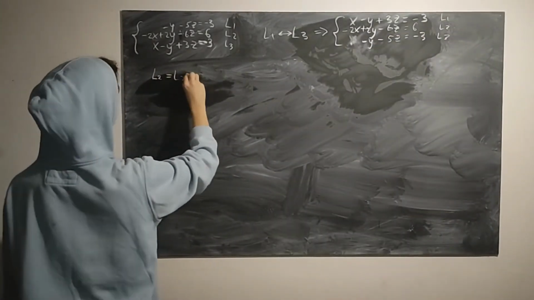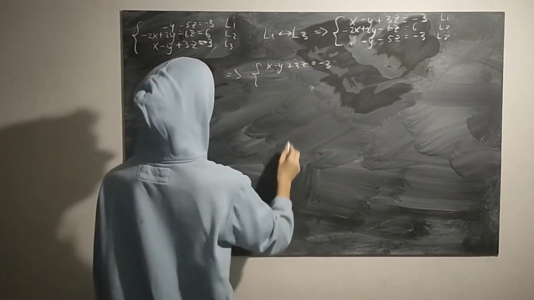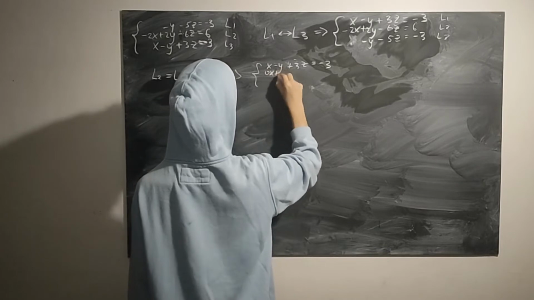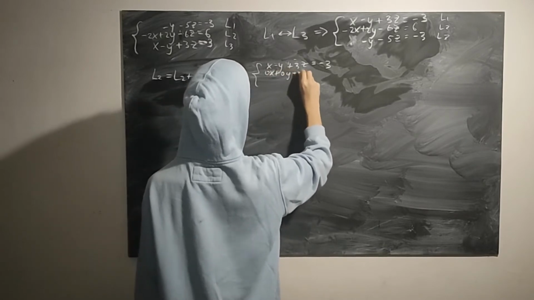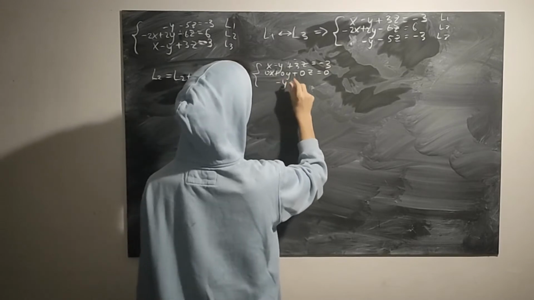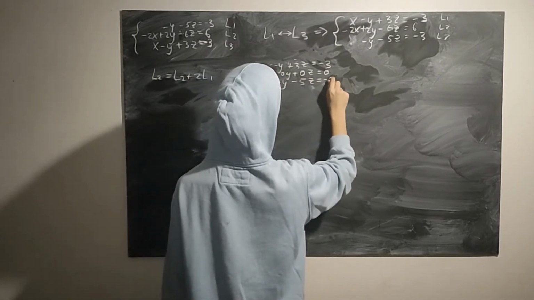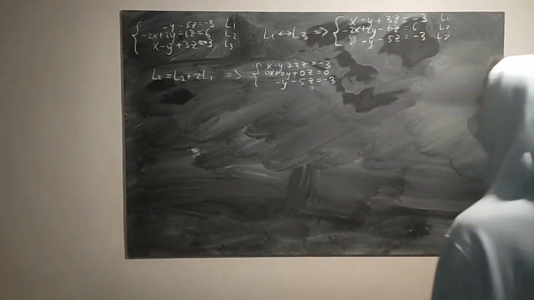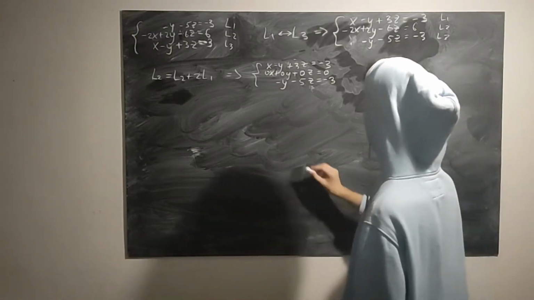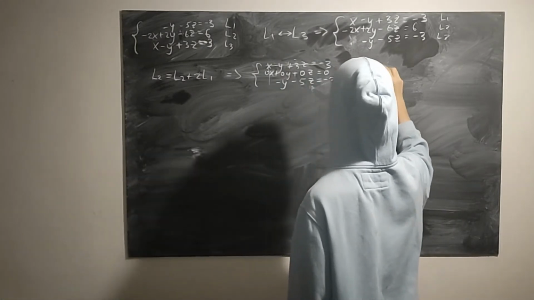Then I'll get an updated version of the system. x minus y plus 3z equals -3. But this time in equation 2, we'll get 0 equals 0, unlike in the previous example when 0 was equal to 12. And finally, the third equation: minus y minus 5z equals -3. The last equation I wrote for a reason, because we haven't done it yet.